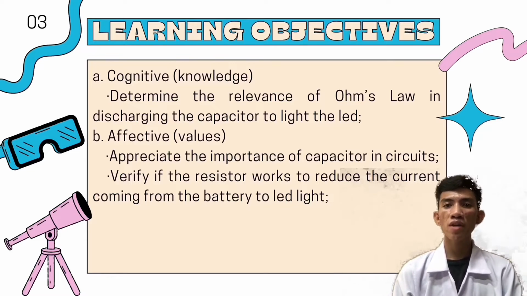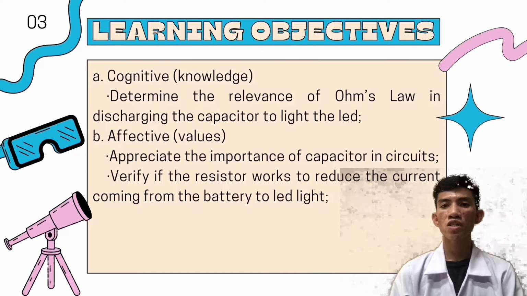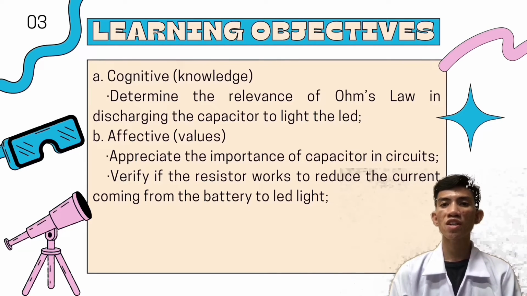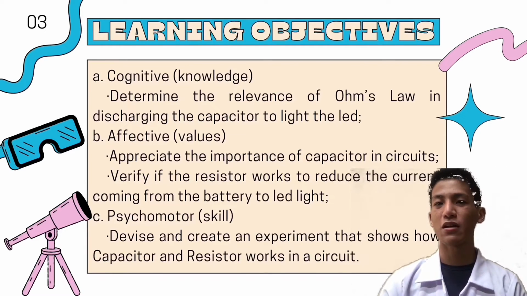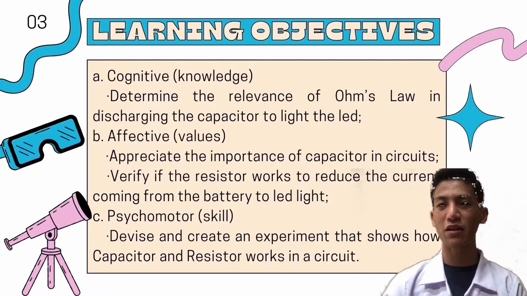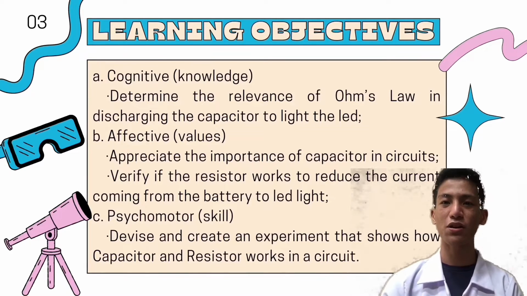For affective domain, appreciate the importance of capacitor in a circuit and verify if the resistor works to reduce the current coming from the battery to the LED light. For psychomotor objective, devise and create an experiment that shows how capacitor and resistor work in a circuit.